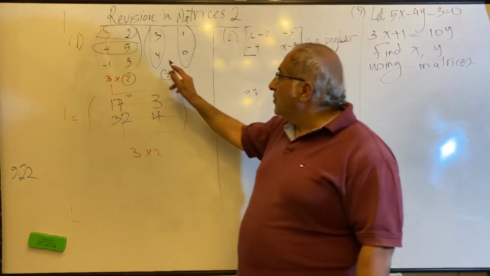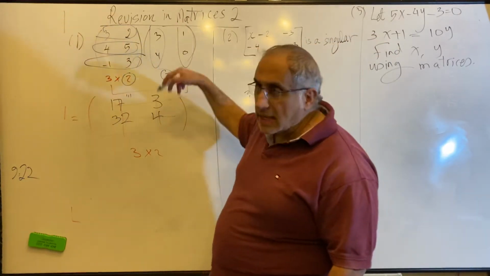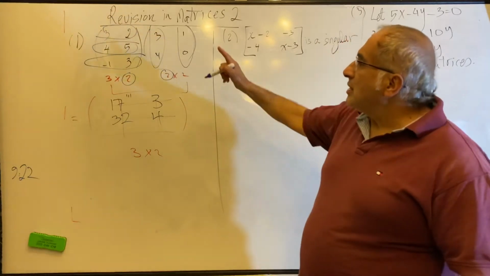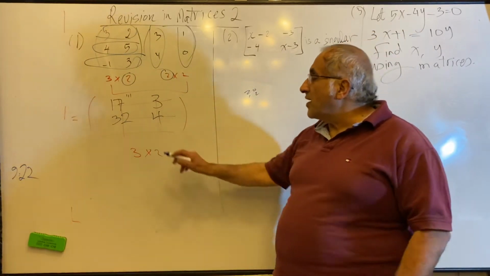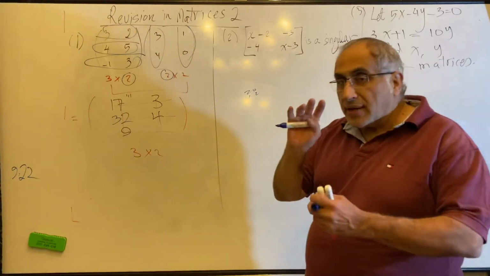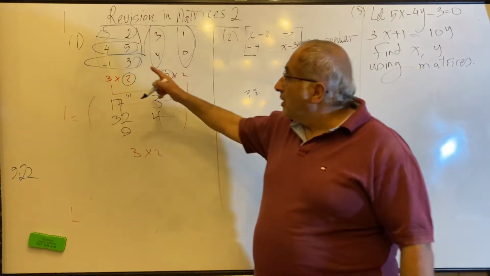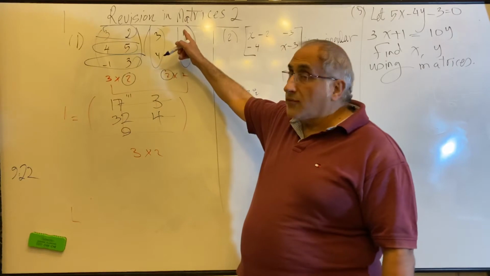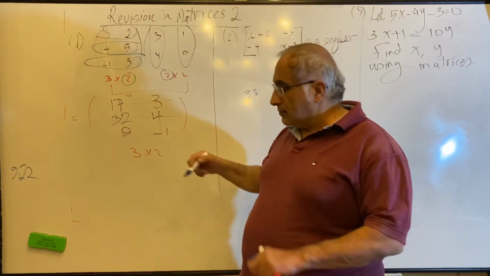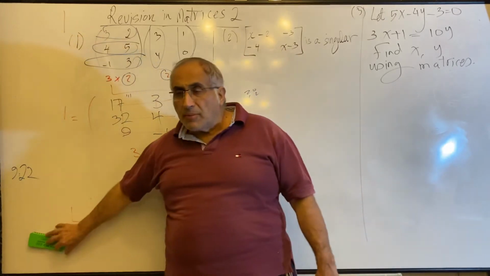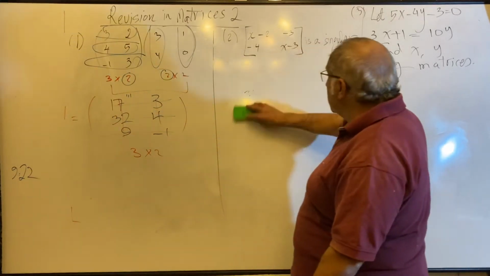Last thing is this row by the same columns. Minus 1 times 3, minus 3, plus 3 times 4, 12. Minus 3 plus 12 is 9. Use your calculator, please. Negative 1 times 1, negative 1, plus 3 times 0, 0, so the answer is negative 1. This is how you multiply matrices. Second example.